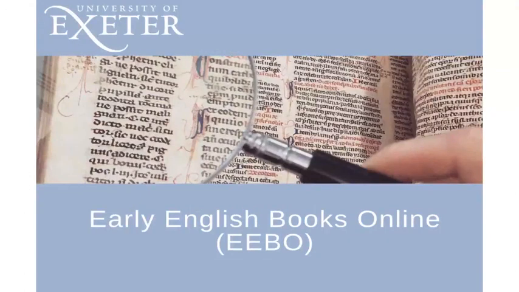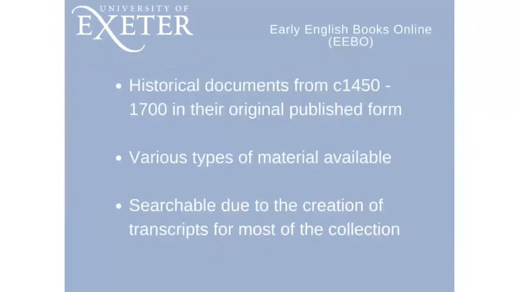Hi everyone, in this video we're going to take a look at Early English Books Online, or EEBO as it's also known. EEBO contains items from the early modern period, so from around 1450 to 1700. There's a wide variety of historical documents in the collection, including Bibles, prayer books, musical exercises, pamphlets and lots more. There are multiple editions of the same item and various editions across time, which are mostly in the English language.